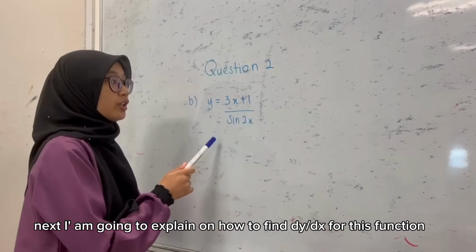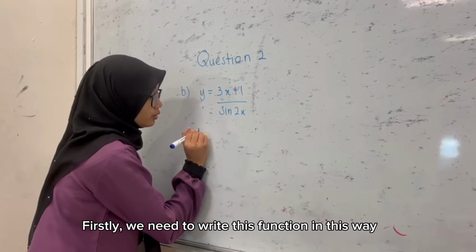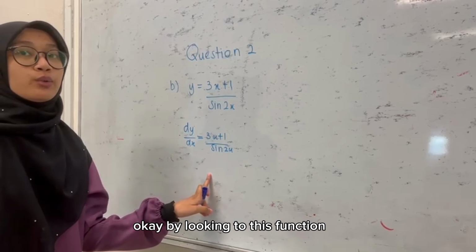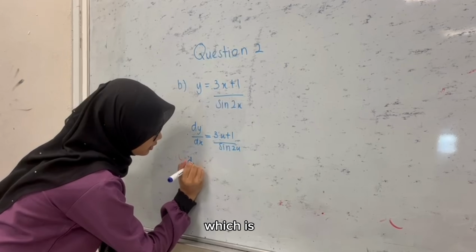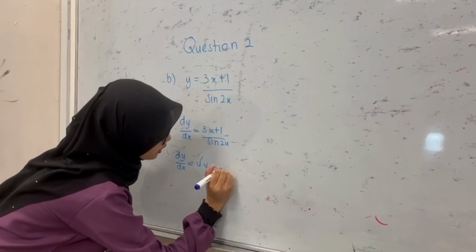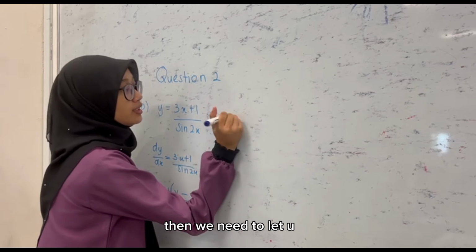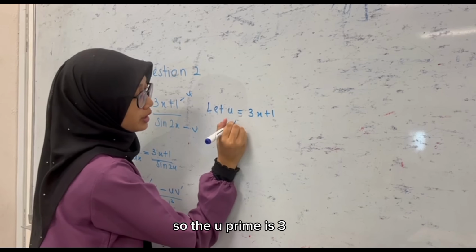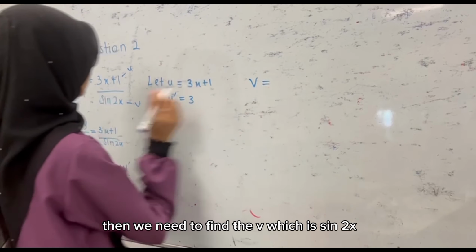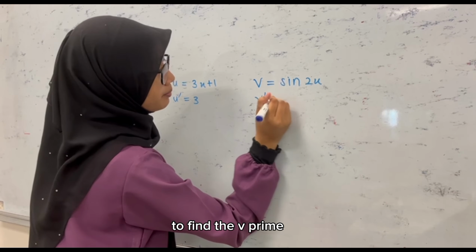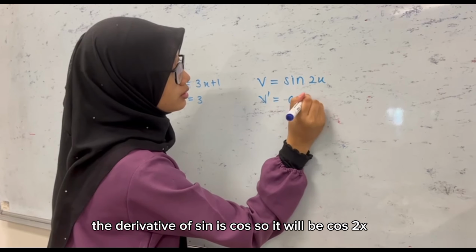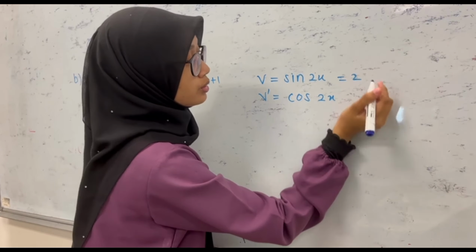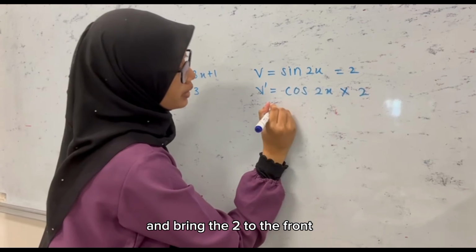Next, I'm going to explain how to find dy/dx for this function. Firstly, we need to write this function in this way. By looking at this function, we know that we need to use the quotient rule. We need to let u be this, and u prime is 3. Then we need to find v, which is sin 2x. Find v prime: the derivative of sine is cos, so it will be cos 2x. Then find the derivative of 2x, which is equal to 2. So we multiply it with 2, then bring the 2 to the front.